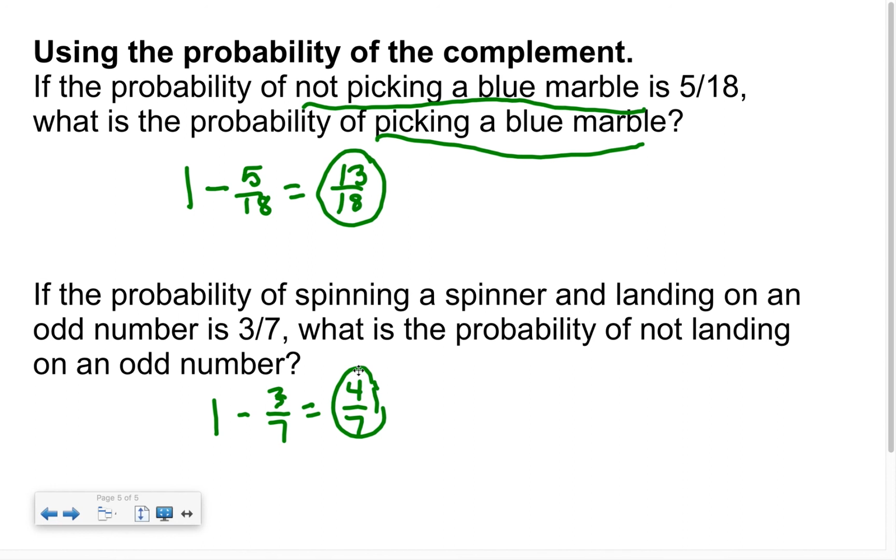Okay, so the complement is going to be basically everything but the event, and the probability of the complement plus the probability of the event always has to be equal to 1. And we can use that to find different probabilities.